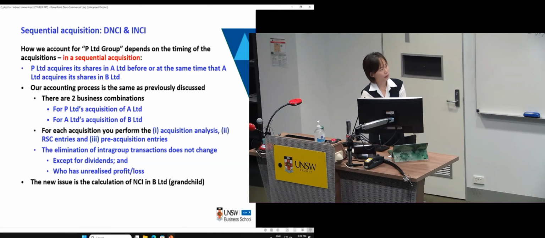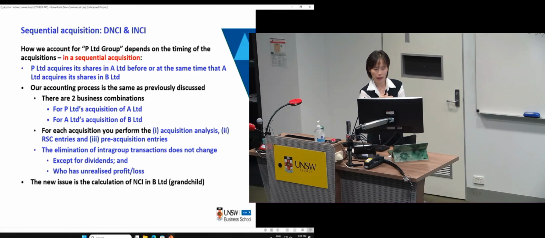Now, then pre-acquisition entries. You have two acquisitions, right? You have to prepare two pre-acquisition entries. Okay. So you have to eliminate P's investment in A and also eliminate A's investment in B. Now, these RSC entries and pre-acquisition entries are exactly the same as we have previously demonstrated. So these won't be affected by the existence of NCI or by the multiple subsidiary group structure, right? With the existence of the INCI, it will be the same as before. Now, the elimination of intra-group transactions does not change. Still applying the same principles as we have previously explained.